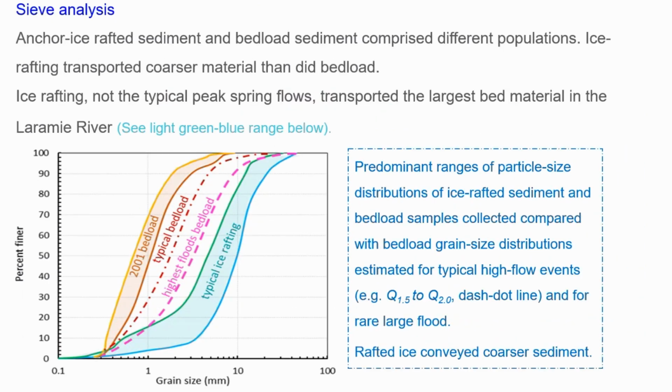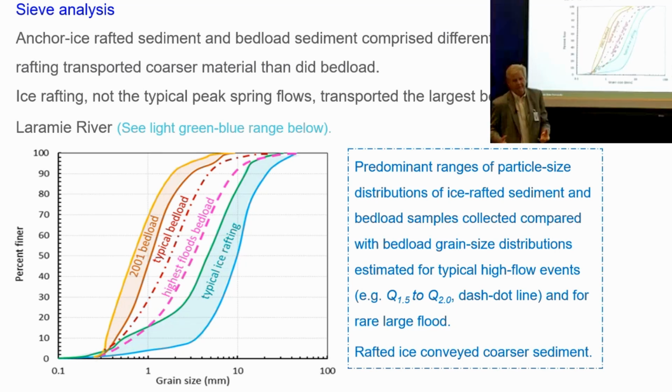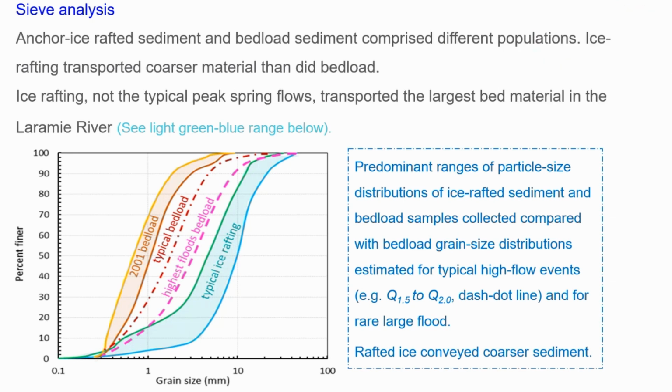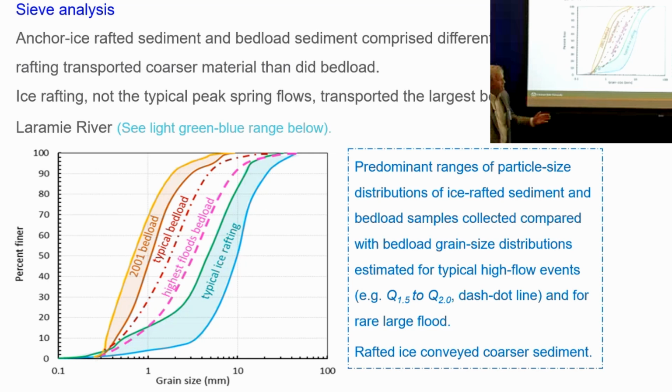This is a sieve analysis diagram. So typical ice rafting are the coarser sizes of bed sediment. So coarser material is easier to raft than finer material by and large. So with the study we did, the ice rafting was coarser side up to this size for the particular samples that we did. So rafted ice conveyed particularly the coarser sediment.